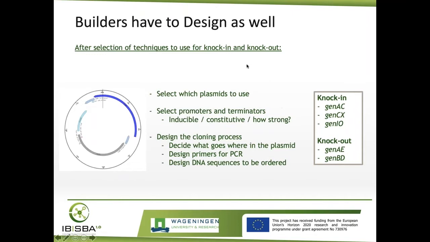After selection of specific techniques for knock-ins and knockouts, CRISPR-Cas, homologous recombination, and so forth, we need to select the plasmids to use, promoters, terminators. So we need to decide inducible or constitutive, how strong they are. We need to modify them, adapt them. We need to design the cloning process, decide what goes where in the plasmid, design primers, design DNA sequences. We may need to do codon optimization, a number of things that people do currently in the labs. But this is put into, let's say, a systematic workflow. This is what we want to do.